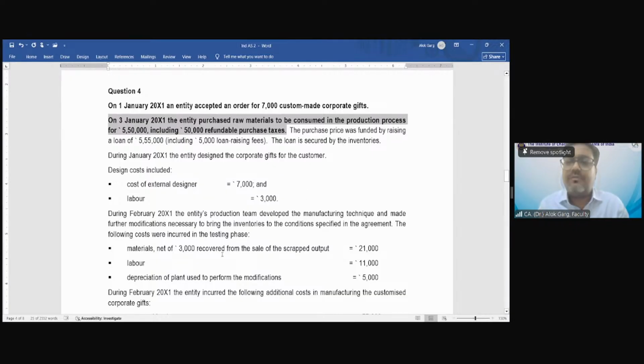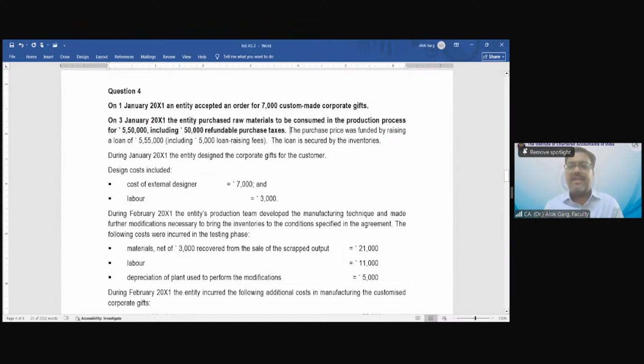The raw material: 5,50,000 minus 50,000, because they are refundable and included in the cost. So it means it is refundable. It is not a cost to the company, and hence 5 lakh rupees is the cost of raw material. Okay. Very good.